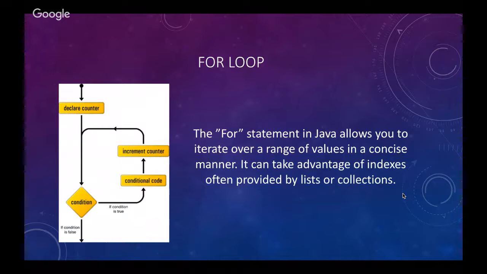A for loop statement in Java allows you to iterate over a range of values in a concise manner. It can take advantage of indexes, often provided by lists or collections. So you might be able to jump around that index and start in the middle of the list, for example.